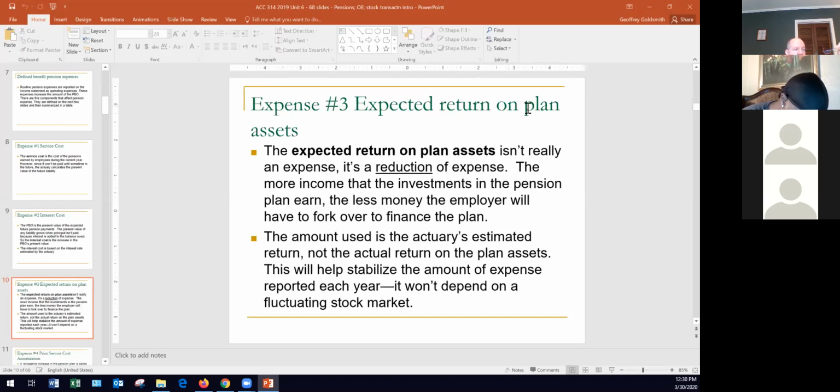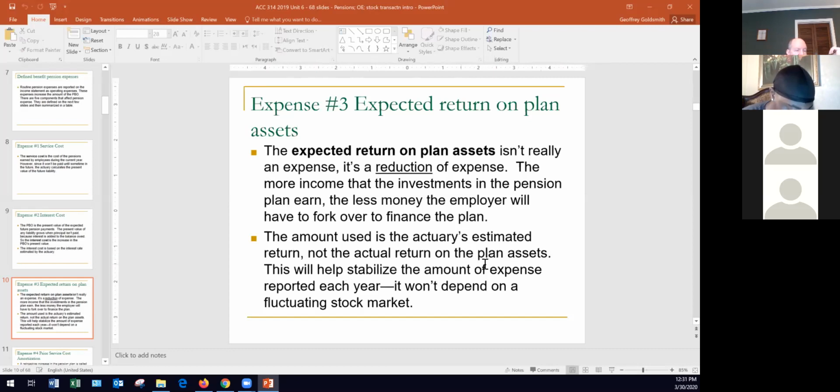Number 3, expected return on plan assets. The expected return on plan assets isn't really an expense, it's a reduction of expense. The more income that the investments in the pension plan earn, the less money the employer will have to fork over to finance the plan. In fact, it's possible that enough money is invested in the plan that it could become self-financing, but that rarely happens. The amount used for the expected return is the actuary's estimated return, not the actual return on the plan assets. So in other words, it's what the plan assets should be earning in the long run.